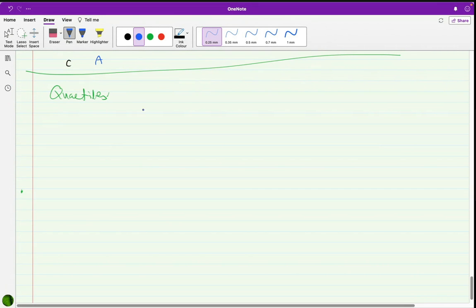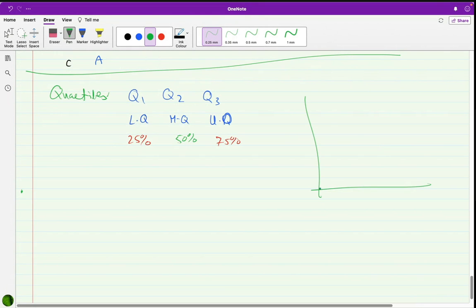So quartiles, we have three quartiles, Q1, Q2, and Q3, known as the lower quartile, the middle or median quartile, and the upper quartile, where the lower quartile lies at 25%, the upper lies at 75%, and the median lies at 50%. When we talk about a cumulative frequency graph or any other data, the value right at the top would be 100% of the data.